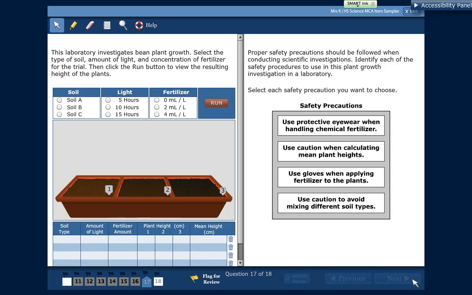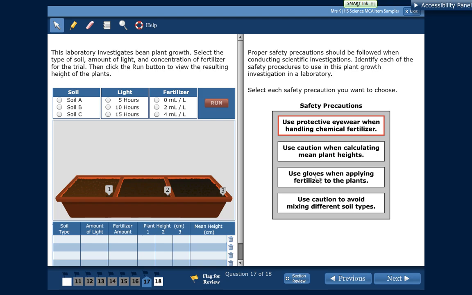Next question has to do with safety. Proper safety precautions should be followed when conducting scientific experiments. Identify each of the safety procedures used in this plant investigation in the laboratory. Select each safety precaution you want to choose, so you can choose more than one. When handling fertilizer or any chemicals in the lab, should you use protective eyewear? Yes. Should you use caution when calculating the mean plant heights? That's essentially saying, should you be careful when you're using a ruler? No, it doesn't really make sense.